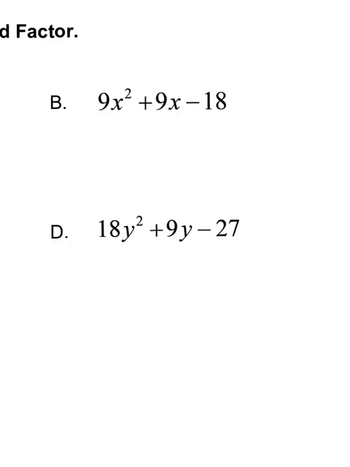Then if you look at B, the 9, and the 18 all have a 9 in common, so I'm going to divide that out. They do not all have an x, so I cannot divide by an x. So the GCF here is 9.